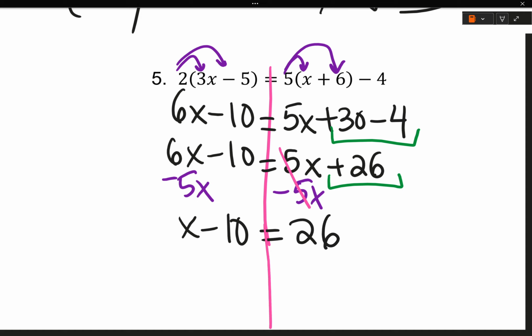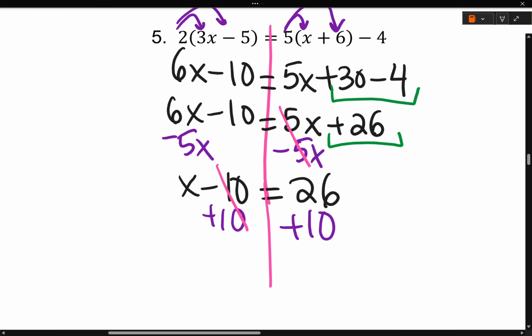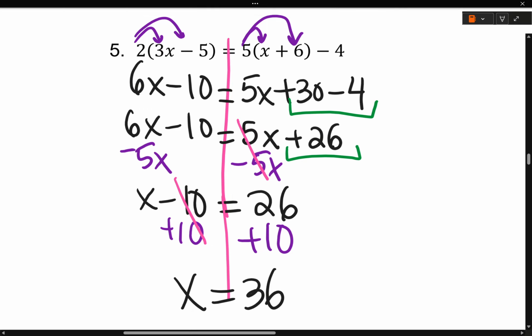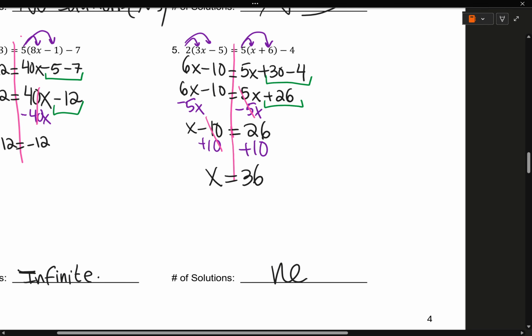Just one more step here. Let's add 10 to both sides. And our answer is x equals 36. So how many solutions does number 5 have? 1.